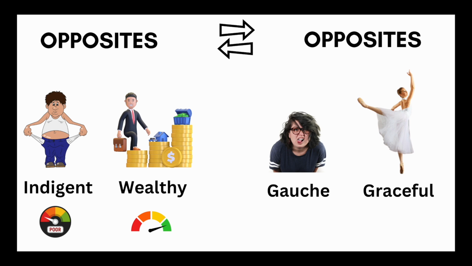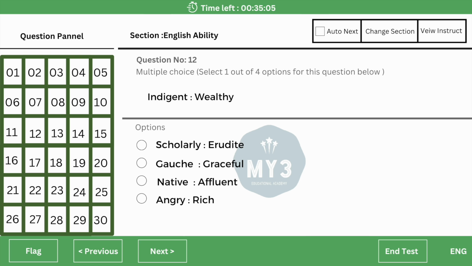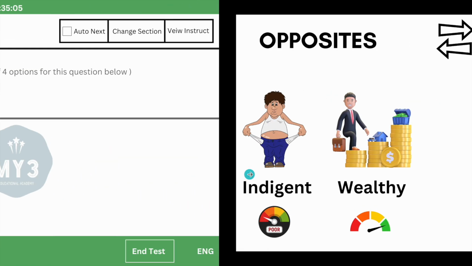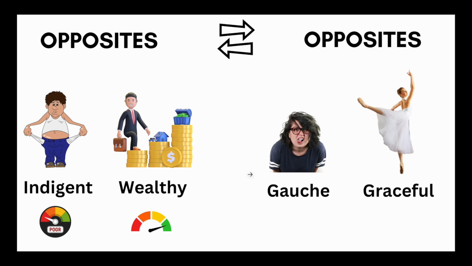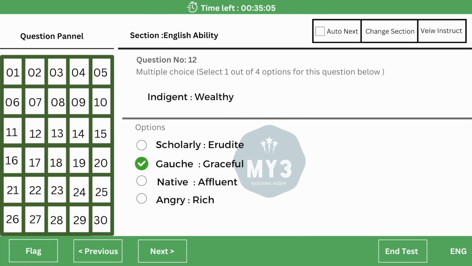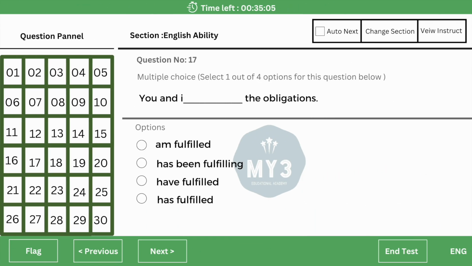In a similar way, look at the option choices again and see which has opposite words. If you observe, hungry and rich are not linked words, but you can observe gauche and graceful, so ugly and beautiful. These are opposite words. So the answer must be gauche and graceful. Like that, you are getting the questions.